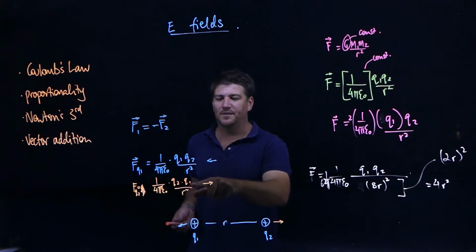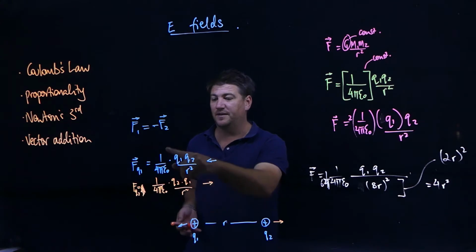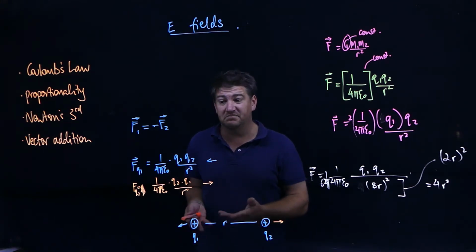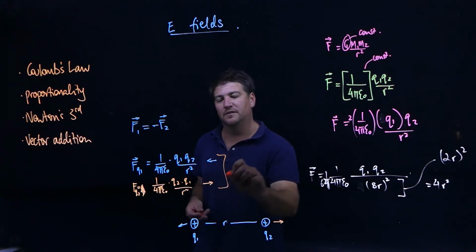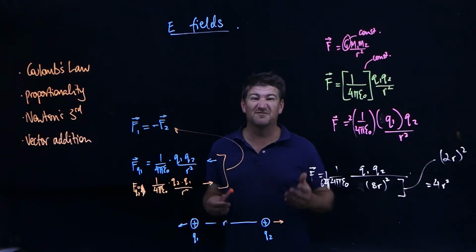So Q2 times Q1 is clearly the same as Q1 times Q2. R squared is the same, this ugly constant at the front is the same, so these have to be exactly the same size, but they're just going opposite directions, which holds with Newton's third law, which is really, really good.